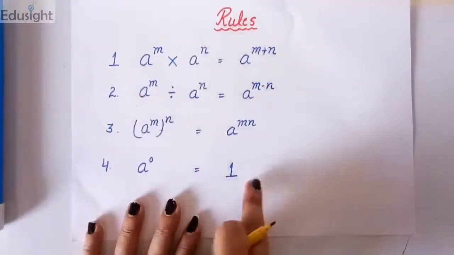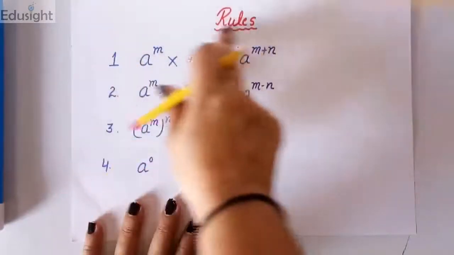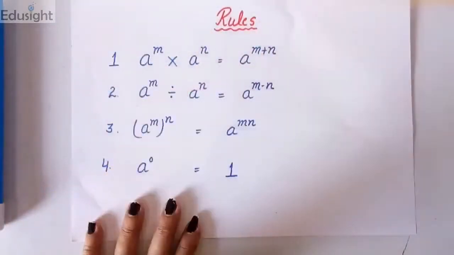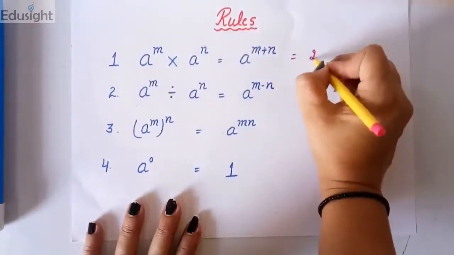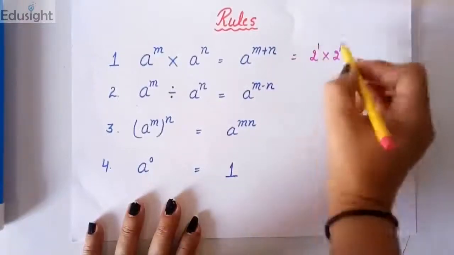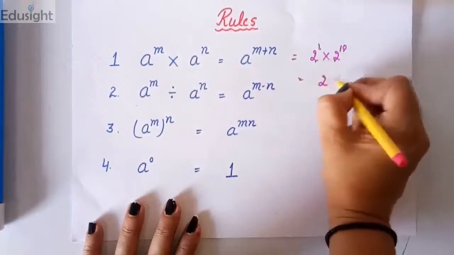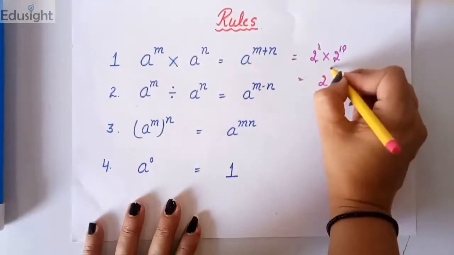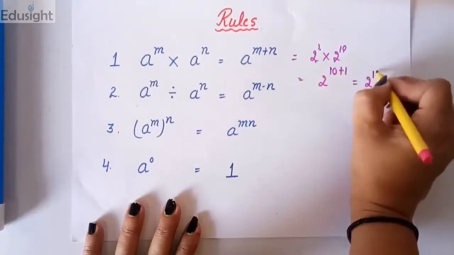The previous question which I told you, 1024, we can do in this way also. It was 2 multiplied by 2 raised to power 10. Here the base is the same, the powers are different. That means you have to write 2 raised to power 10 plus 1, that is 2 raised to power 11.